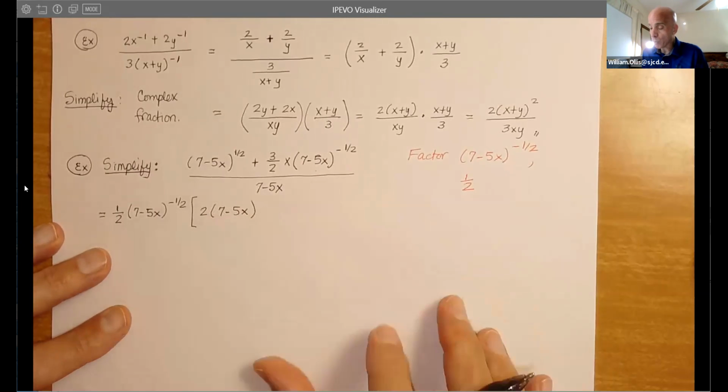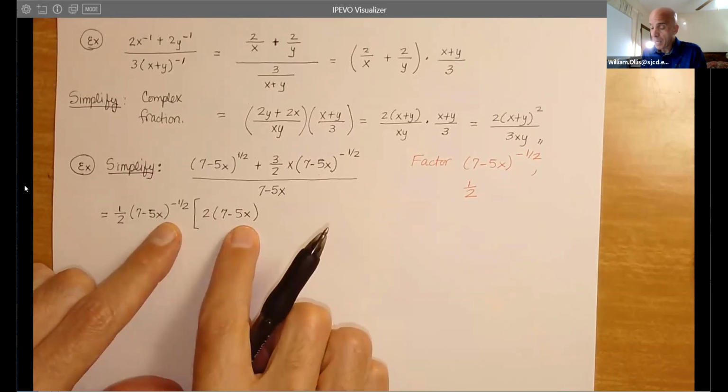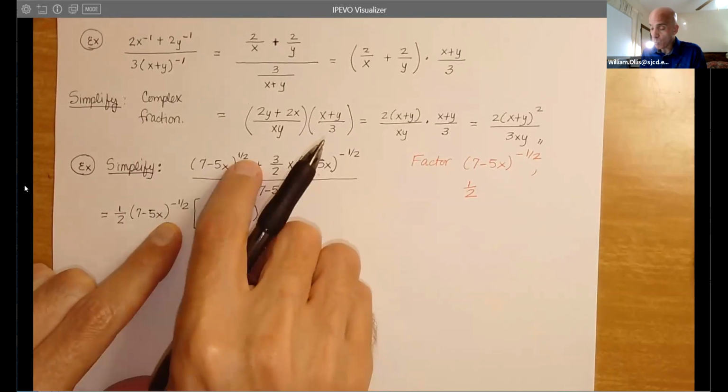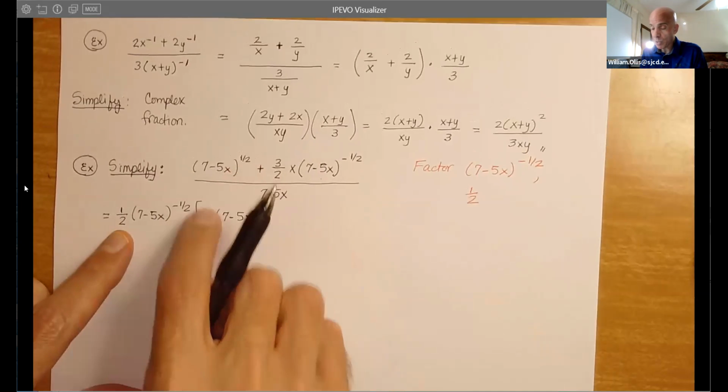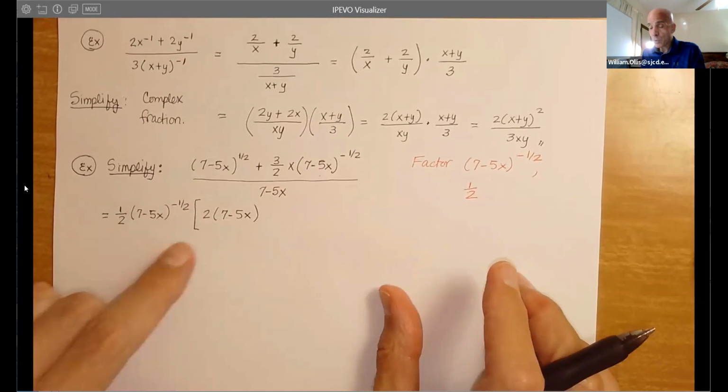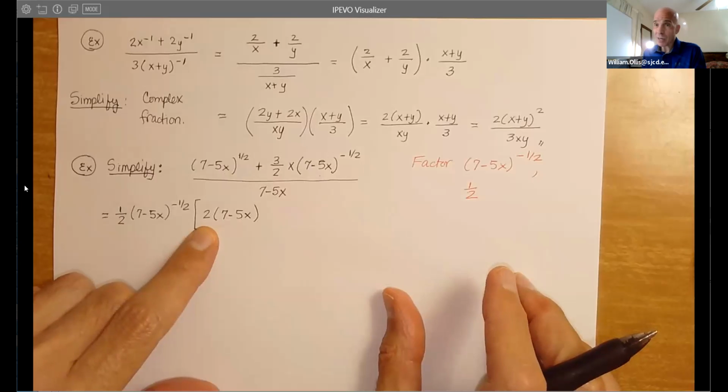Now don't take my word for it. When you multiply back through, negative 1/2 plus 1 gives us a 1/2. And of course, 2 times the 1/2 just gives us the 1. So if you leave the 2 out here, then it's not correct.